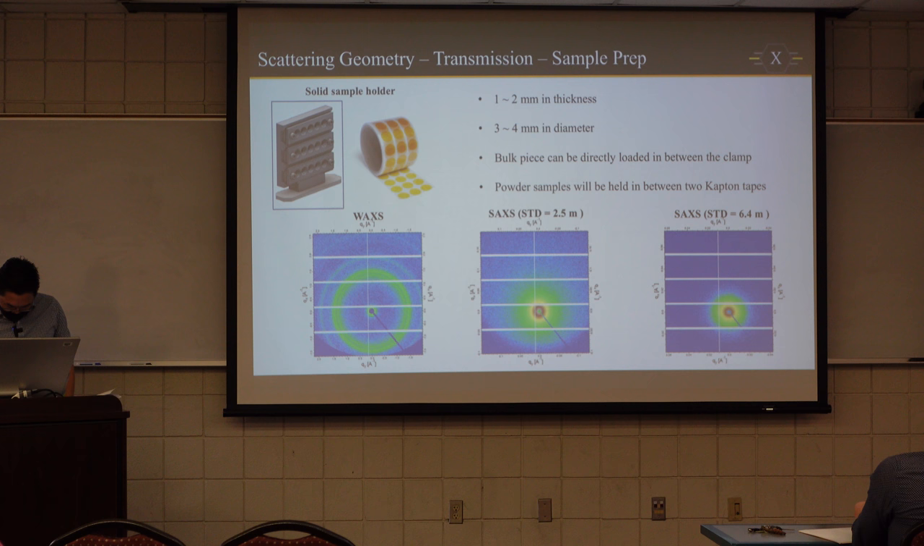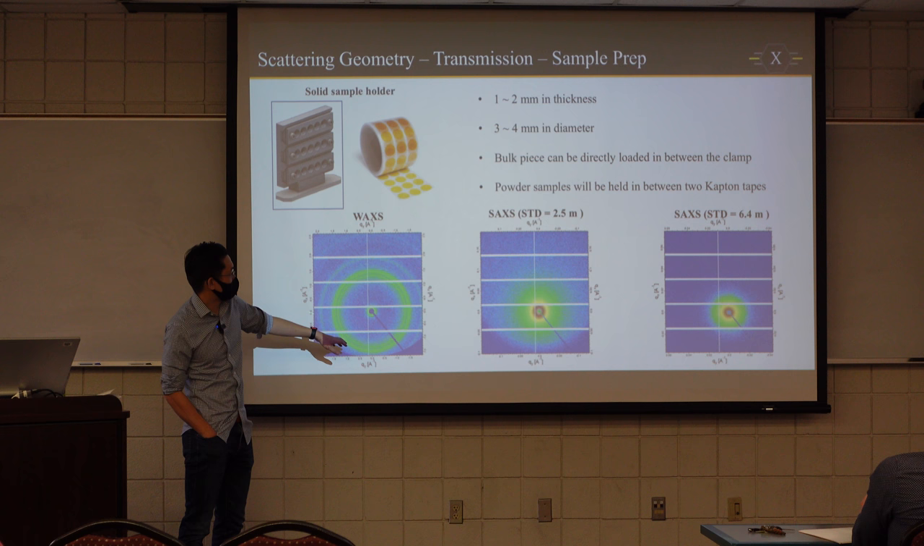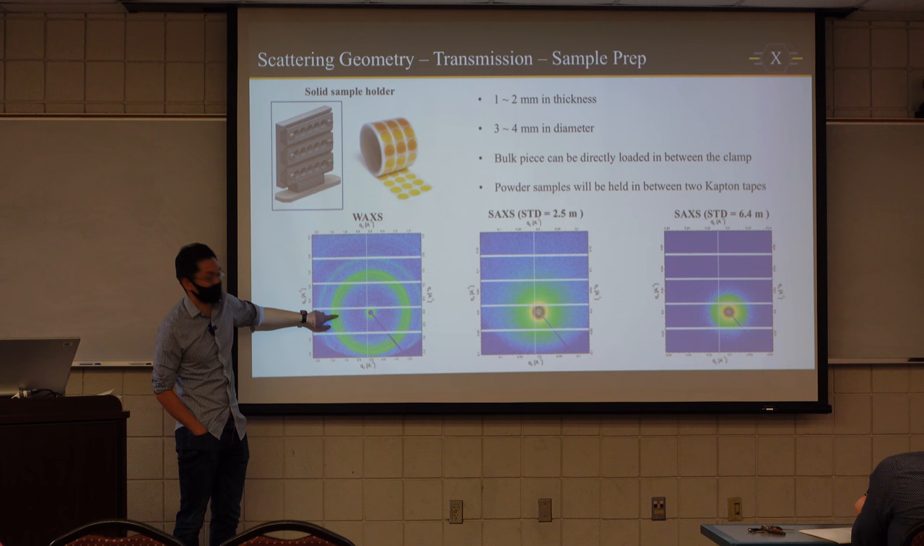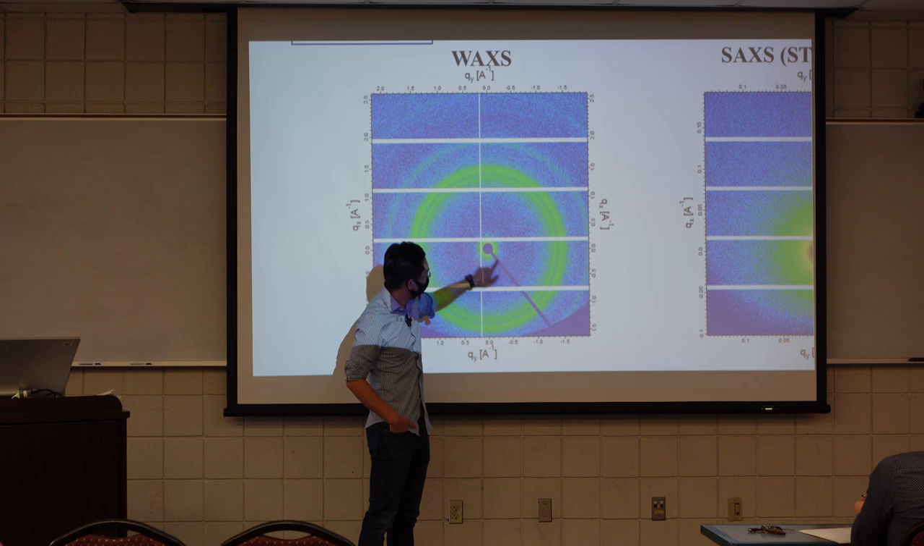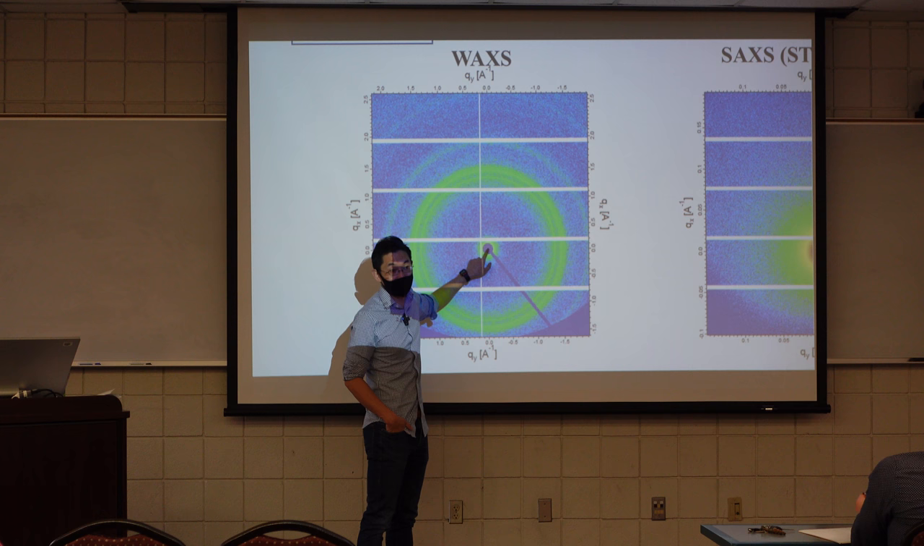I think this is what the waxs looks like for the Kapton. So it still has some signal if you look here, especially this crystalline peak coming from the Kapton. What you're looking at here is a beamstop. I don't think I covered that much for it yet, but it's basically there to block the direct beam from hitting the detector.